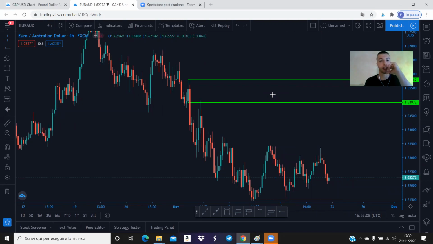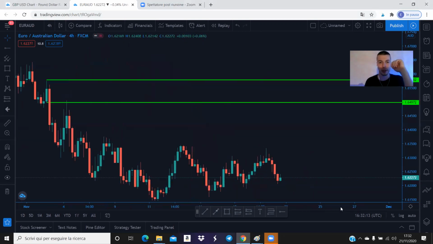Does that include the wick or just body? Including the wick. As you can see here, it includes the wick.